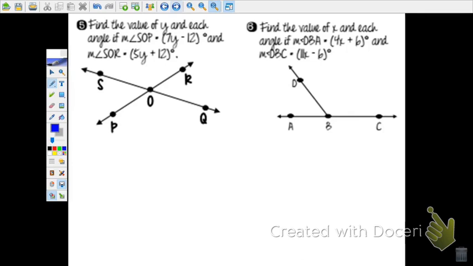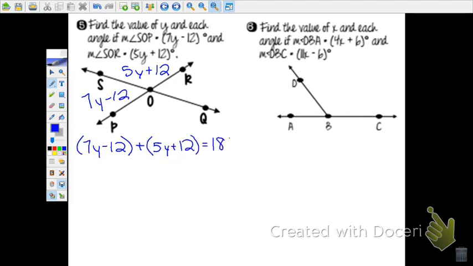Number 5 says to find the value of y and each angle if the measure of angle SOP is 7y minus 12 and angle SOR is 5y plus 12. So again, I like to label that in my picture so that I have that visual. These two angles form that linear pair, so they are supplementary. They are going to add together to equal 180. So I combine like terms.